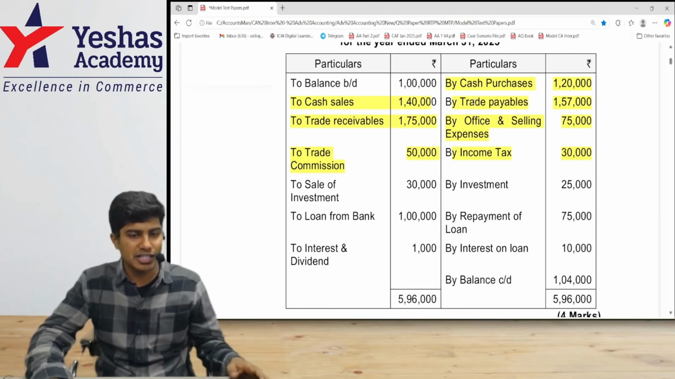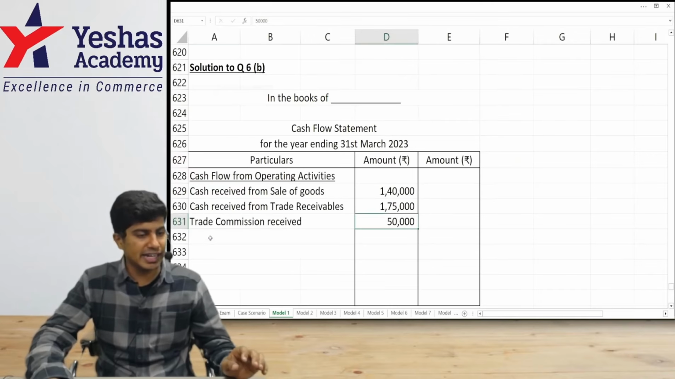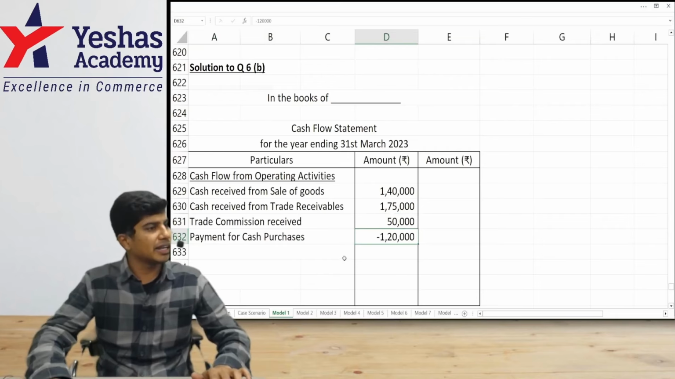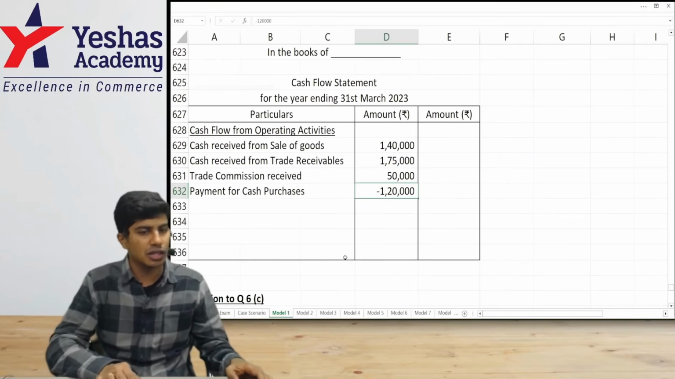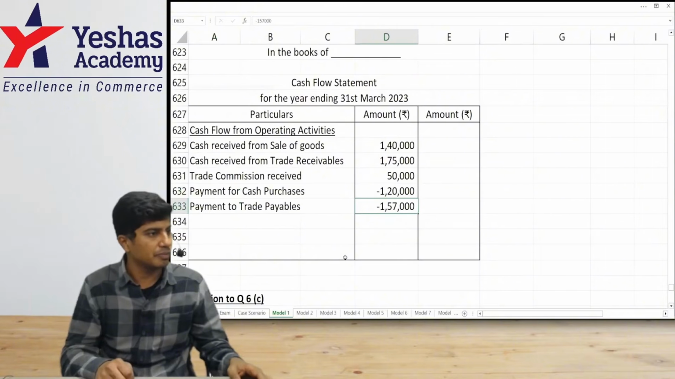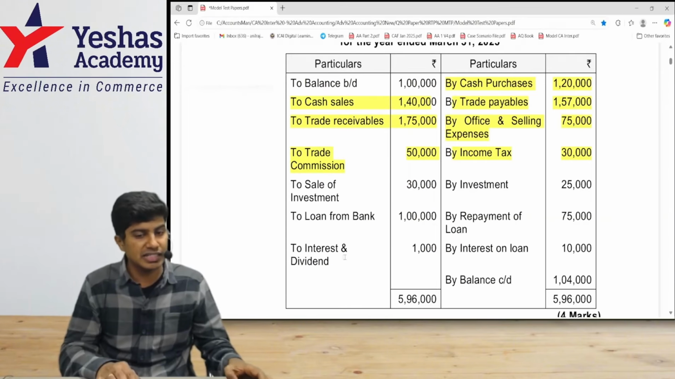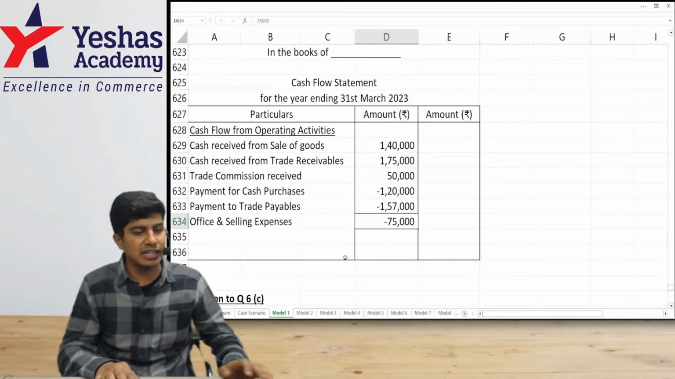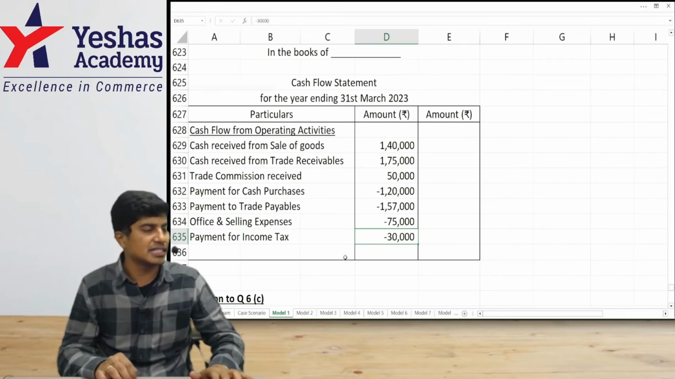Okay. So write this 1, 2, 3, 4. Less item. Don't forget this will be written as minus. I'll write minus 1 lakh 20 cash purchase. And payment to trade payables minus 1 lakh 57. Then we have office and selling expenses minus 75,000. Then the last one, income tax paid minus 30.